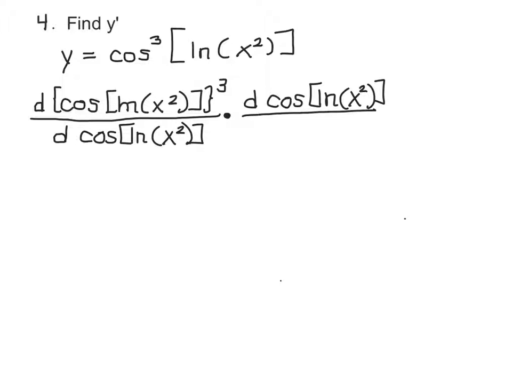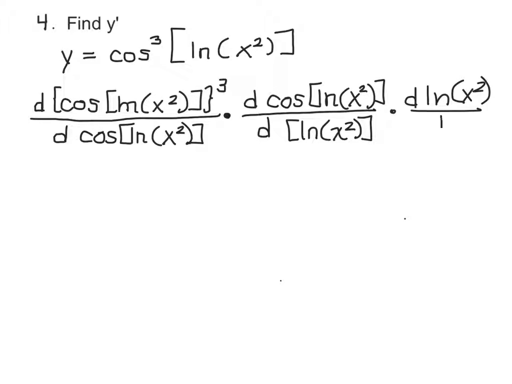with respect to the natural log of x squared, and here our next function in our composite is the cosine function. And now we take the derivative of the natural log of x squared with respect to x squared, and here our outer function is the log function. And now we take the derivative of x squared with respect to x. So let's work this out.